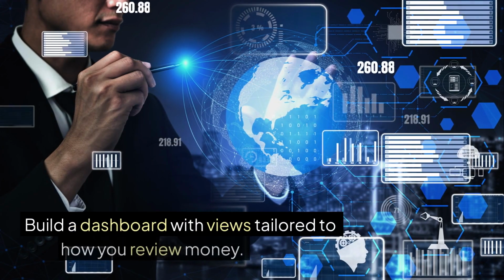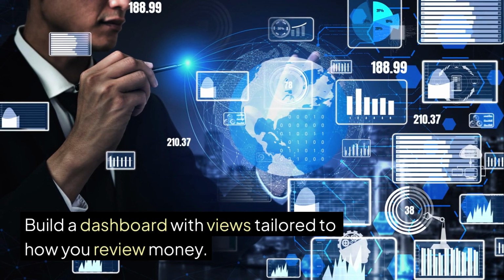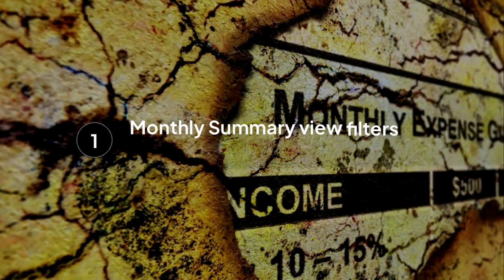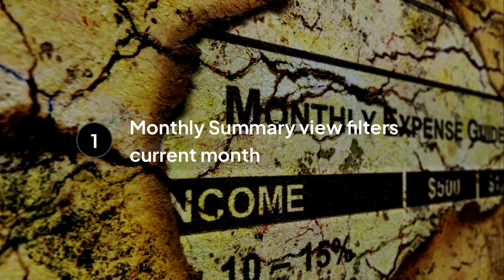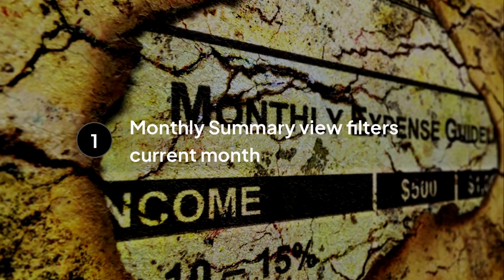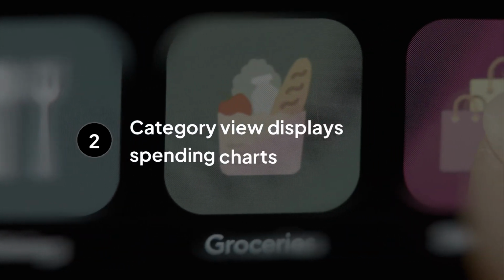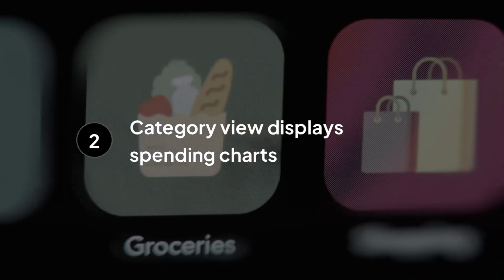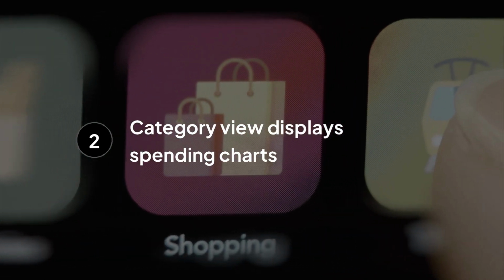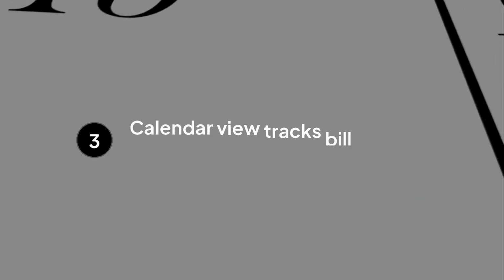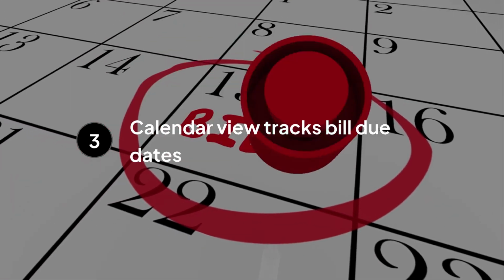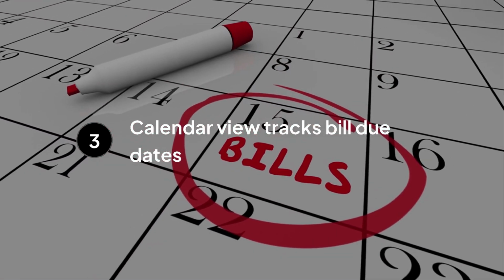Build a dashboard with views tailored to how you review money. A monthly summary view filters to the current month and sorts by date. A category view displays a pie or bar chart so you can visualize where your spending concentrates. A calendar view helps you track bill due dates and recurring expenses.